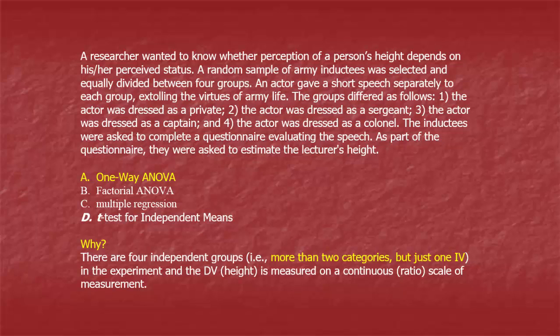So here there are 4 independent groups. We have 4 independent groups, but it's just 1 independent variable. That's why it's a one-way ANOVA. And the DV, perceived height, is measured on a continuous scale, which is exactly what you want for any kind of an ANOVA.